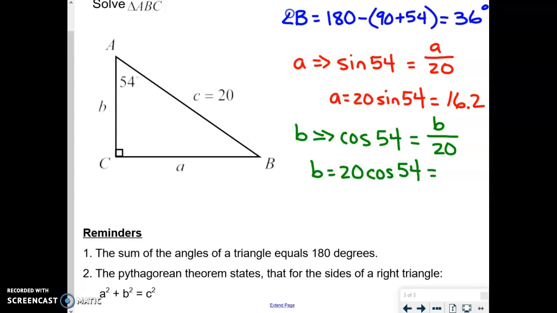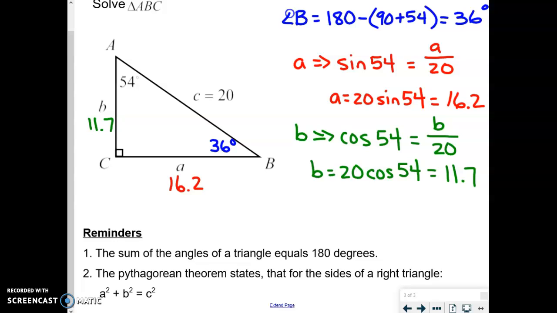And again, if we punch that into our calculators, it's going to give us a little bit more of a run-on decimal. Again, we're going to round it to the nearest tenth. So the answer to that one would be 11.7. If we take a look at those and plug in our values, we'd come up with the following. Angle B is 36 degrees. Side A is 16.2 units. And side B is 11.7 units.